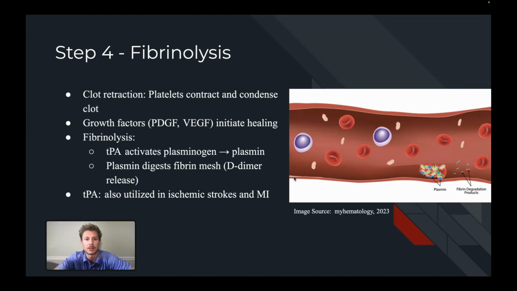TPA activates plasminogen, converting it to plasmin. Plasmin then digests fibrin into soluble fragments called D-dimers. Clinically, TPA is used as a clot-busting drug in early stroke and heart attack treatment. So here in the image, you can see our clot here. It sealed the wound, and here are those D-dimers that have been broken down by plasmin.